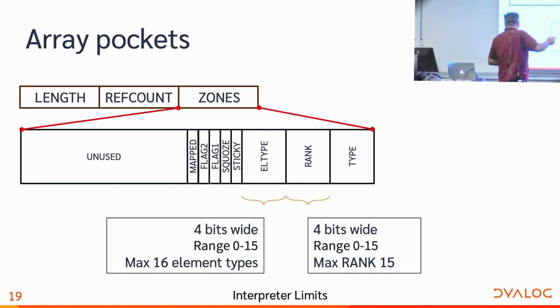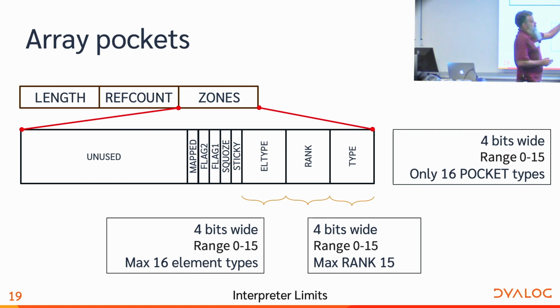Also, we only have 4 bits to store the element type. So, you know, you've got 3 widths of integers, 3 widths of characters. We've got 2 types of floats. We've got complex numbers. We're getting close to hitting that limit of element types as well. And also we can only have 16 pocket types.